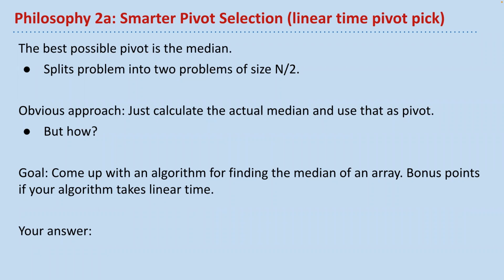So I'm just going to pose the question to you. How would you find the median of an array of numbers? Come up with an algorithm for finding the median of an array, and extra bonus points if your algorithm is only linear time. But good luck with that. I'm going to give you 30 seconds. Imagine you got to find the median of a list of numbers super fast using some algorithm you devise. Do we get the length of the list? You get the length of the list, sure.